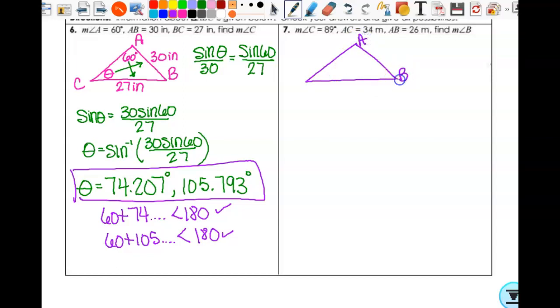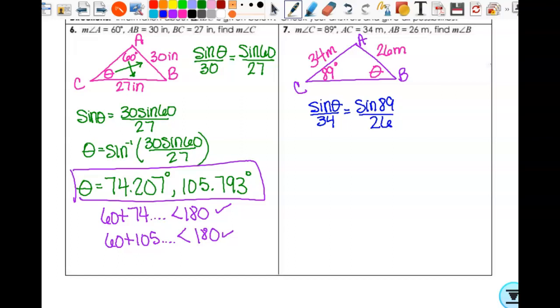So ABC. The angle C is 89 degrees. The length of AC is 34 meters. The length of AB is 26 meters. And I'm looking for angle B. All right, so go ahead and set up your proportion. And that's what we should get. Make sure that's what you got.